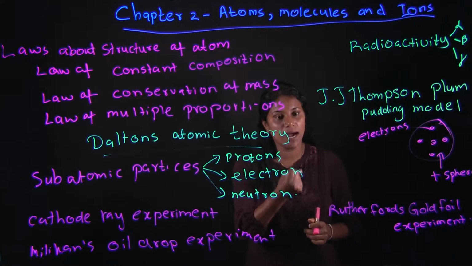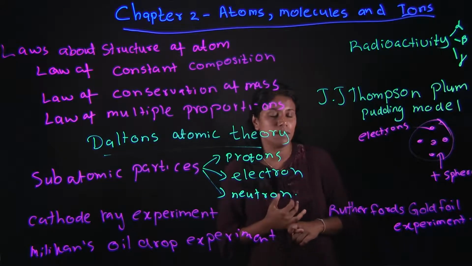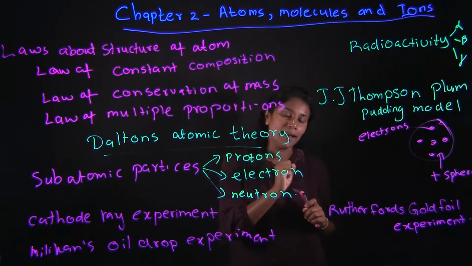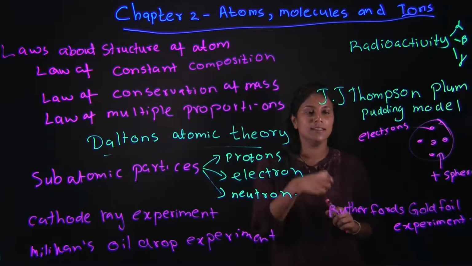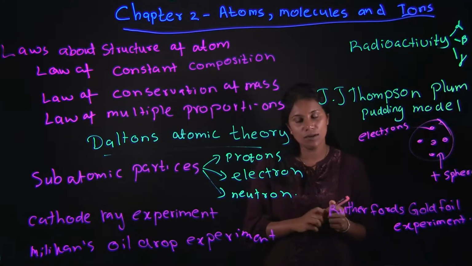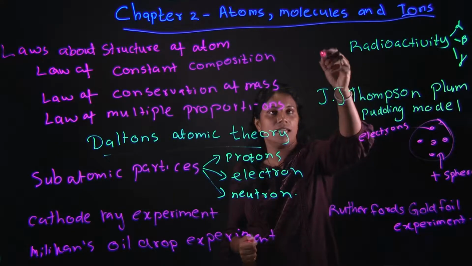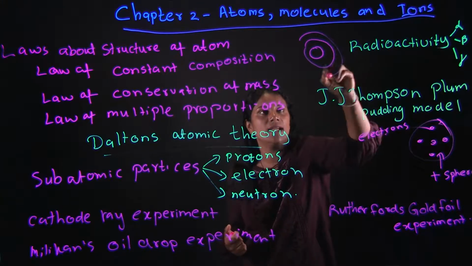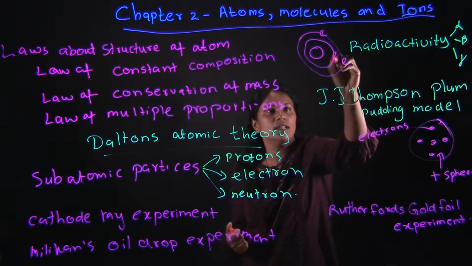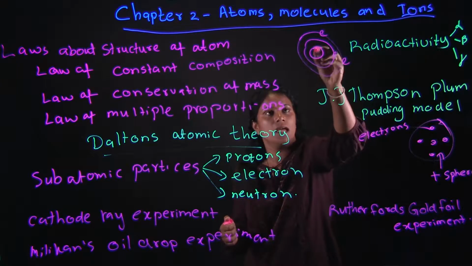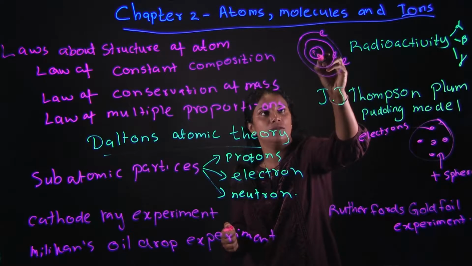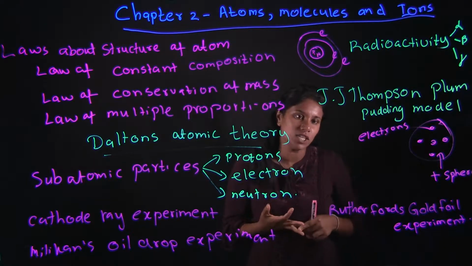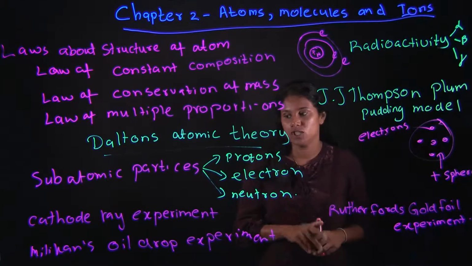Subatomic particles are the particles in an atom. There are three different subatomic particles: protons, electrons, and neutrons. Protons and neutrons are inside the nucleus, and electrons are outside the nucleus. If I show you, the atom has a nucleus, and around the nucleus there are electrons; inside the nucleus, protons and neutrons. Protons are positively charged, electrons are negatively charged, and neutrons are neutral, with no charge.